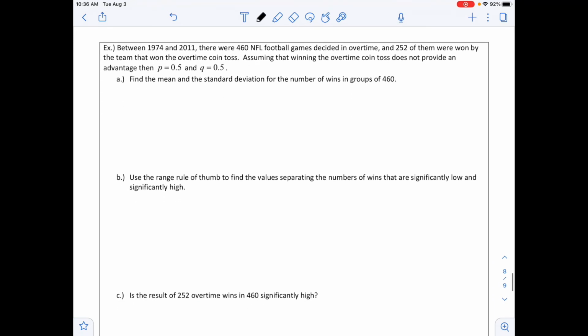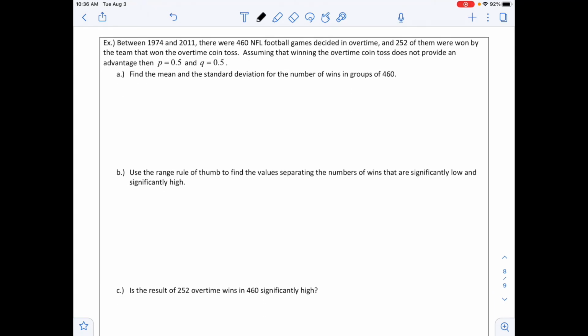So the example right below this says between 1974 and 2011, there were 460 NFL football games decided on an overtime, and 252 of them were won by the team that won the overtime coin toss. Assuming that winning the overtime coin toss does not provide an advantage, then P is equal to 0.5 and Q would also be equal to 0.5.